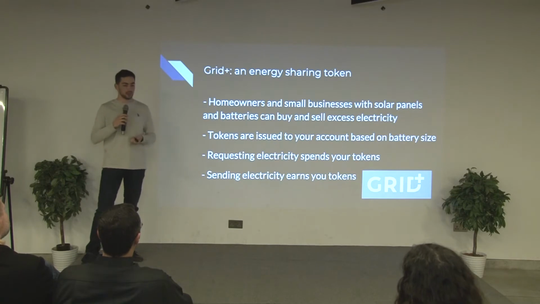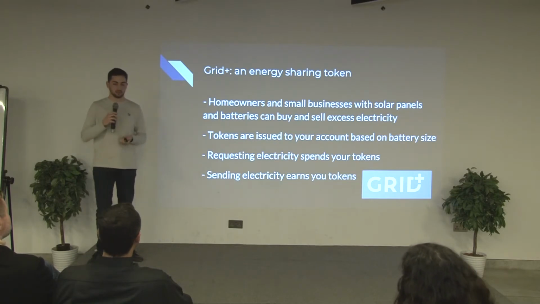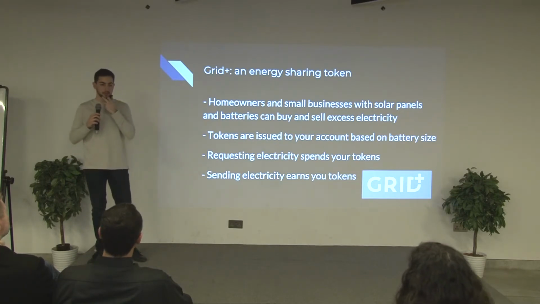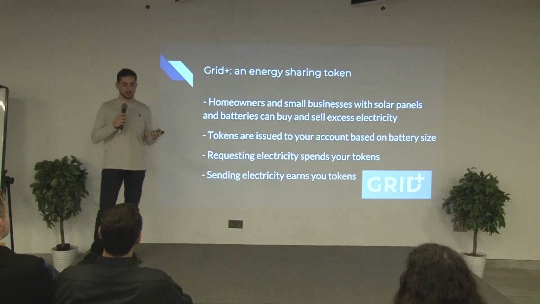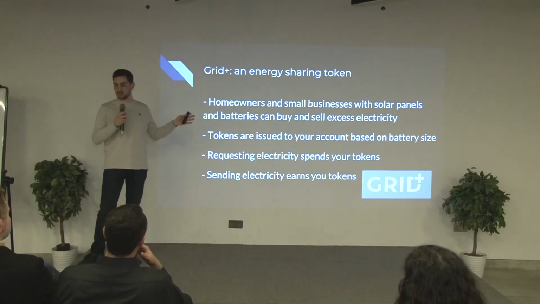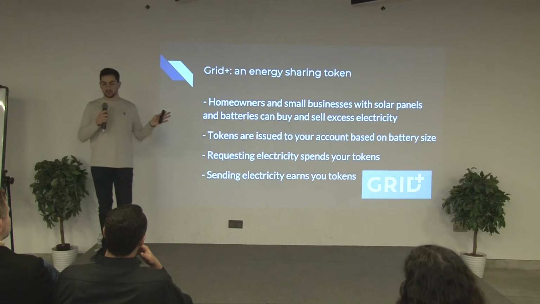So an interesting token on the Ethereum blockchain right now is called Grid Plus, and it's an energy sharing token that allows homeowners and businessmen and small businesses that have solar power and batteries to automatically send and receive electricity to each other. And so you can see this is a decentralized application for power generation.